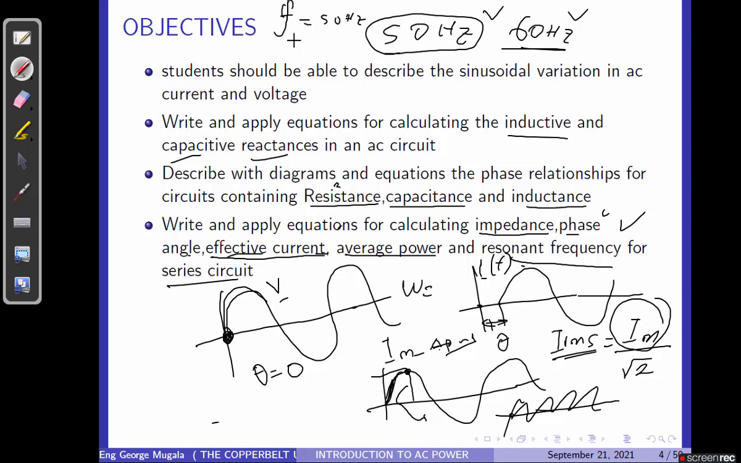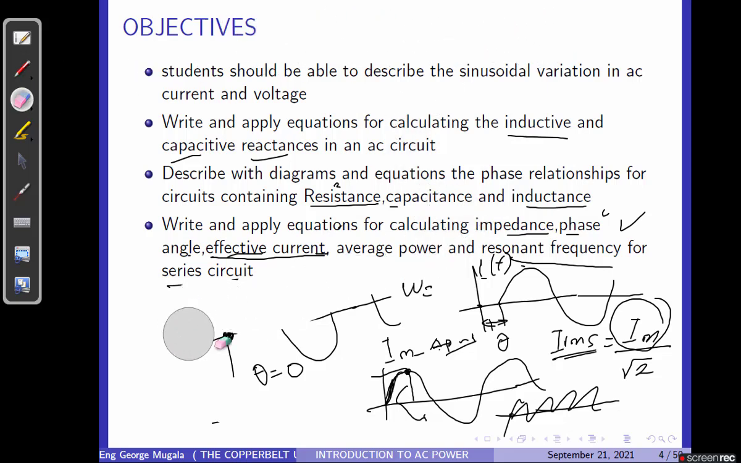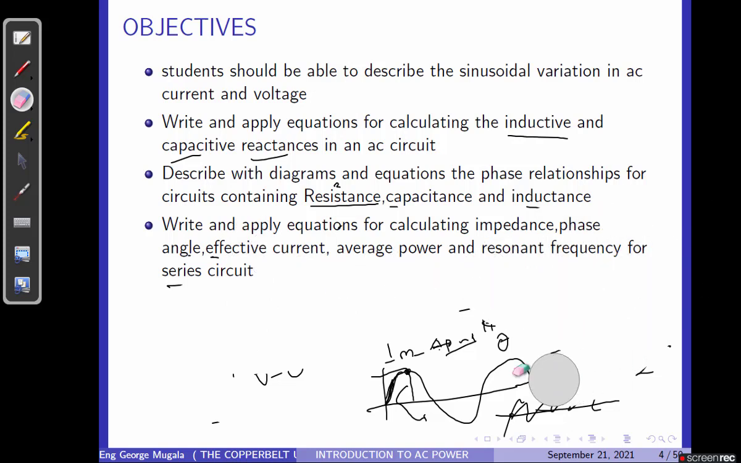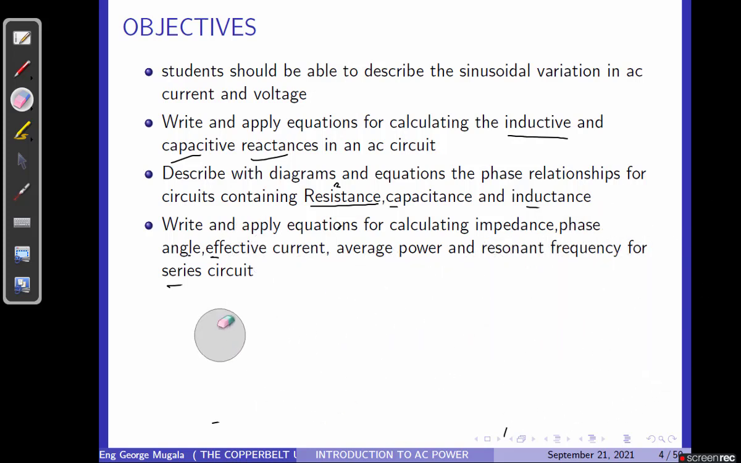There are two things you should always remember: what we call omega and F. Omega is usually given as what? It's called the angular frequency, and it's measured in what? Rad per second. And F is the normal frequency that we know, and it's measured in hertz. We shall discuss all these things in detail, but right now, just suffice to say that these are some of the things that you need to learn and appreciate. And we'll have a detailed discussion. Okay, so let's make some progress.